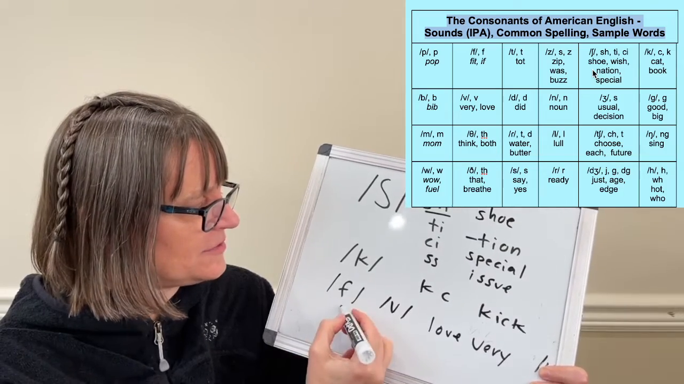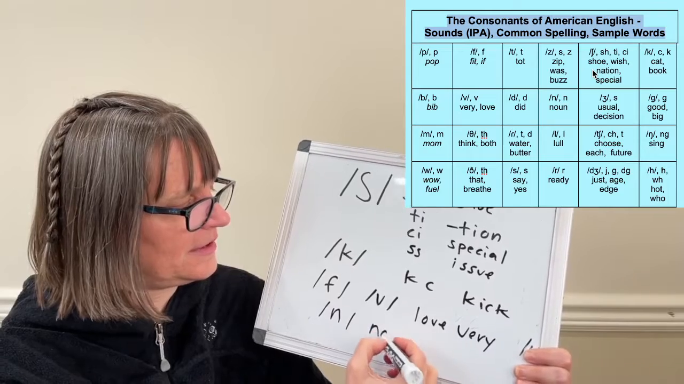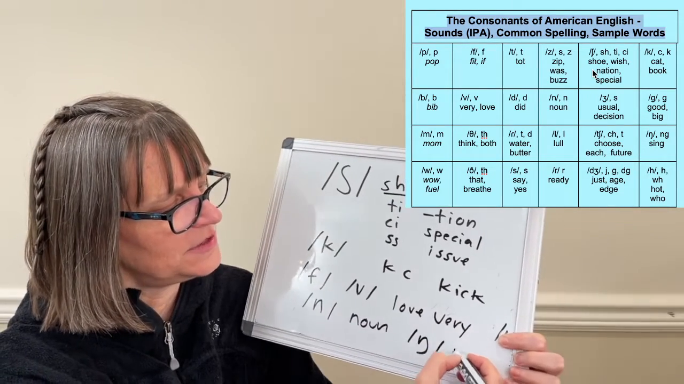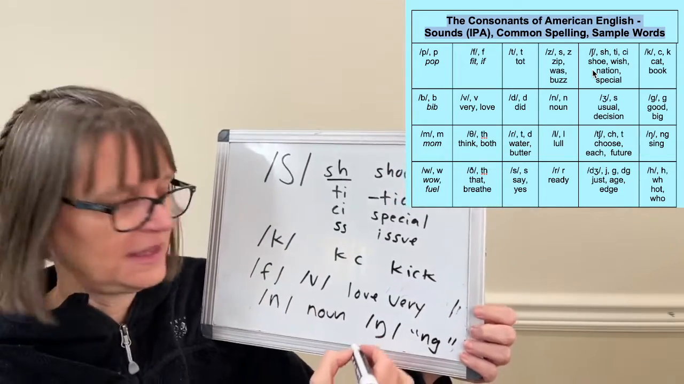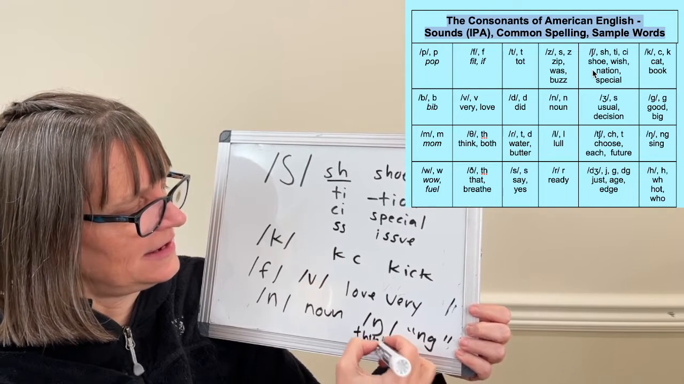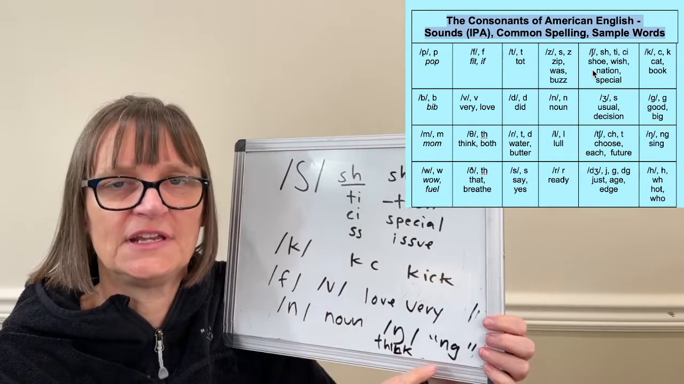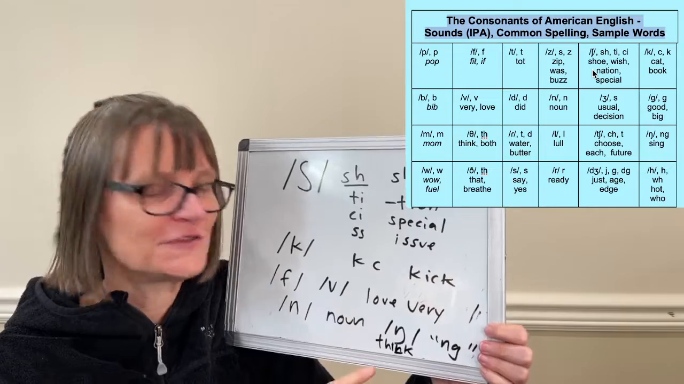Our nasal sounds, we have our N sound that we spell with letter N, like in noun. And we have our ng sound, which we typically spell with letters NG, like in thing. But we also can spell with just letter N, like in think. You can learn more about the NG sound spellings in my videos for that.